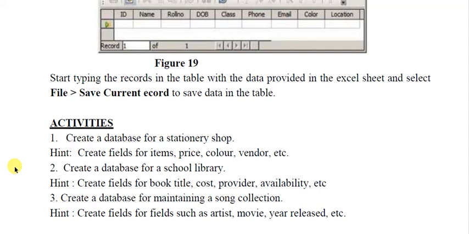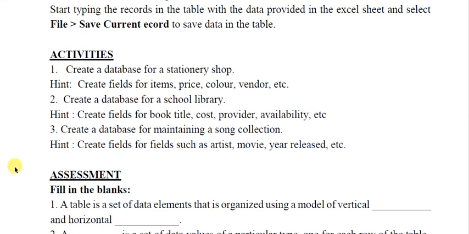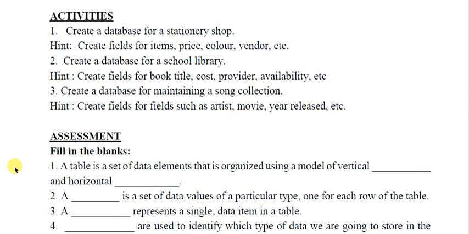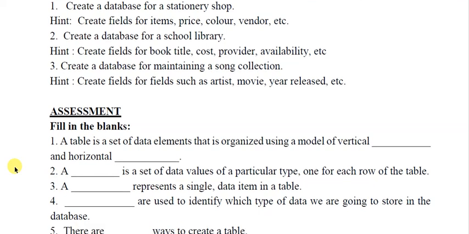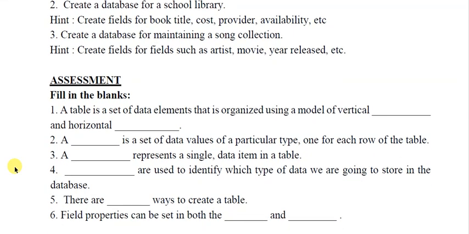Then the third one is create a database for maintaining a song collection. Okay. So you have to write these three databases in your notebook: the name of the field, type of the field and its size. Okay. Then to assess your progress, here are some questions to fill in the blanks. These are very easy. You can easily do it. Okay.